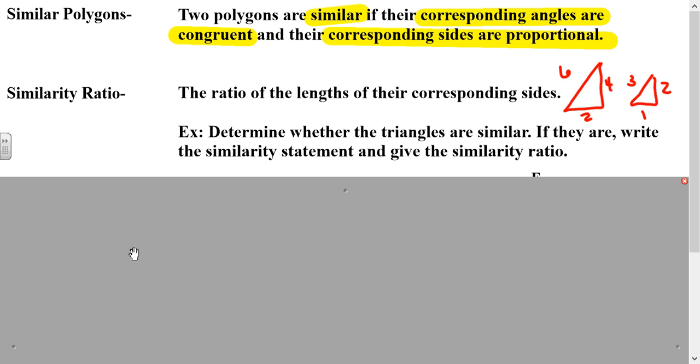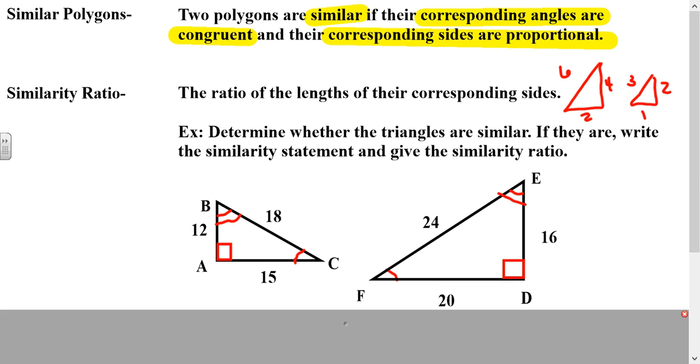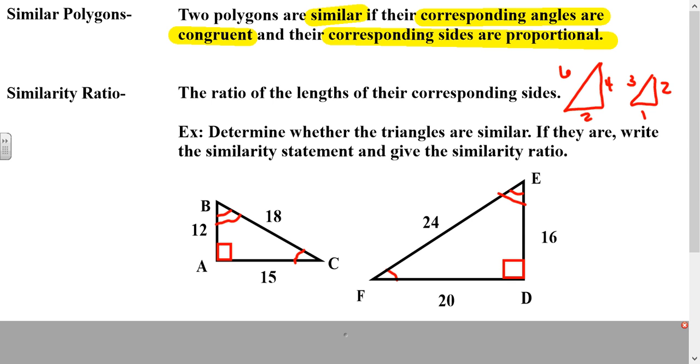So it says determine whether the triangles are similar. If they are, write a similarity statement and give the similarity ratio. So we have here two triangles, kind of like in our example above. And we have to determine whether these triangles are similar. So remember our definition of similar polygons. The corresponding angles must be congruent.